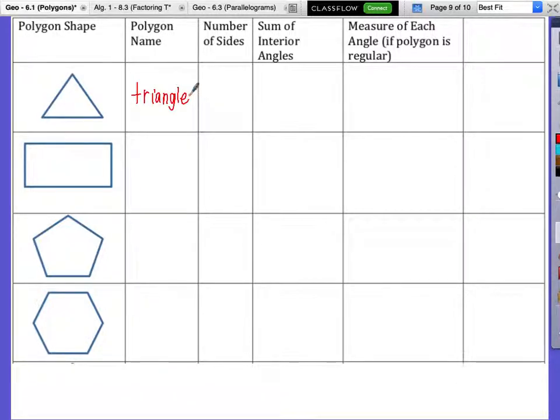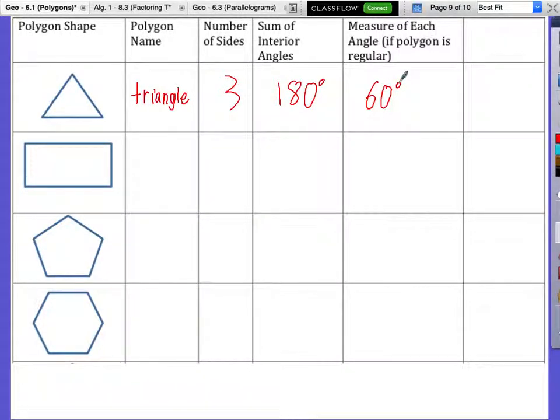And then we'll say, okay, how many sides does this have? 3. And what do we know about the sum of the interior angles? All the angles inside add up to 180. And if the polygon's regular, regular means that it's going to be equal angular. So what's each angle going to be if they all add to 180? 60 degrees. How could you figure that out if we don't know it? 60 times 3 is 180.